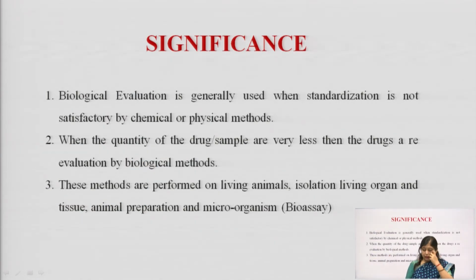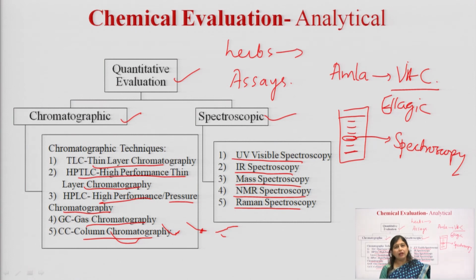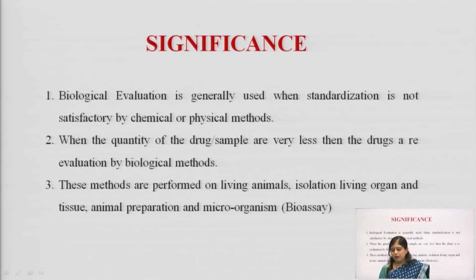So, with this we end our chemical evaluation, and now we move to the next topic, that is the biological evaluation. So, what is the significance of this biological evaluation? Biological evaluation is generally done when we cannot do the chemical, physical or any other kind of evaluation. So, we have to perform the biological evaluation, and in general in initial stages when a drug is developing or a drug is getting studied, we should know what are the biological properties of our particular drug.